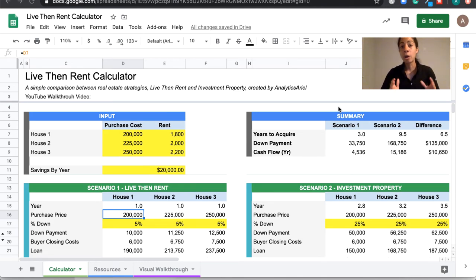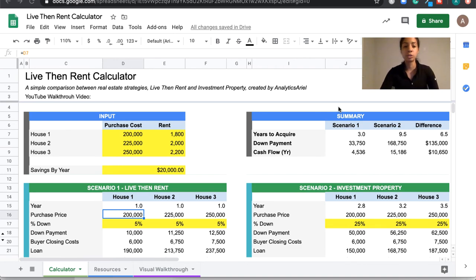So I hope this gives you a really good scope where you can quickly plug in numbers and see how these two different strategies compare, and most importantly, look at how much time it would take based on those inputs of the property price, the rent, and the savings per year.